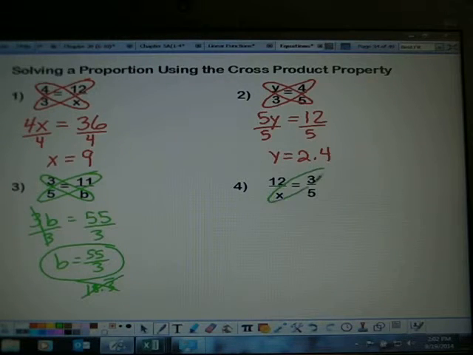Again, I like to do the ones with the letters first, so I'm going to do that one first. So 3x equals 12 times 5 is 60. Divide by 3, and we get x equals 20.